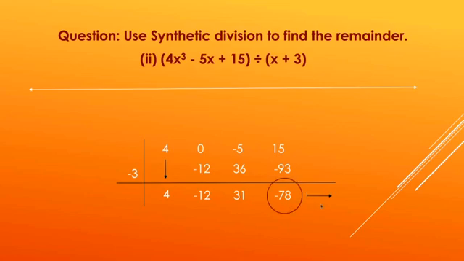This is the remainder. And the quotient will be, we can see that we are dividing x cube with x. So 1 degree will be reduced. Our quotient will be 4x square minus 12x plus 31. This is our answer. Now we'll do question number 2 of the same exercise.